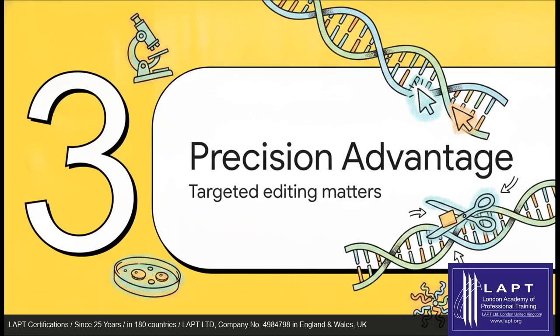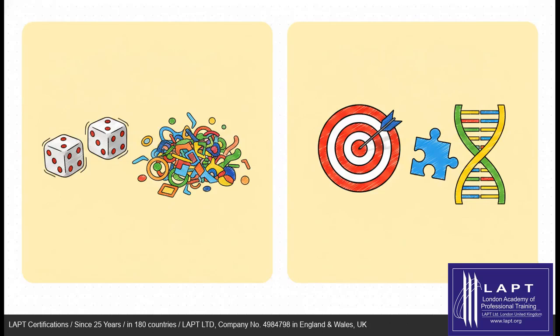Section 3. The precision advantage. Why targeted editing matters. And this brilliantly illustrates exactly why genetic engineering was such a massive leap forward. Because before it, we relied on the clunky, genetic gamble of traditional breeding. Mixing whole organisms meant you were always risking the introduction of highly undesirable traits right alongside the ones you actually wanted. But genetic engineering bypasses that gamble entirely. We can now isolate and insert only the beneficial, targeted genes, entirely avoiding all that unwanted genetic baggage.